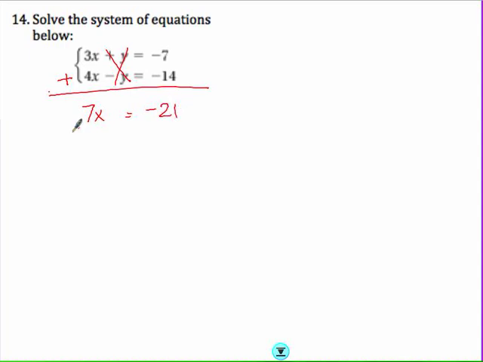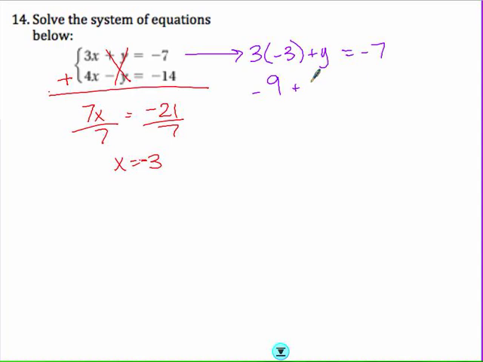Gosh, that 21. So divide by 7 on both sides. X should equal negative 3. But we're not quite done yet because the system has a value for x and y. So x is equal to negative 3. All I have to do now is substitute this negative 3 into one of these. So let's say I pick the top one. Plus y equals negative 7. So that means negative 9 plus y equals negative 7. If I add 9 to both sides, that will cancel, so we're left with y equals 2.